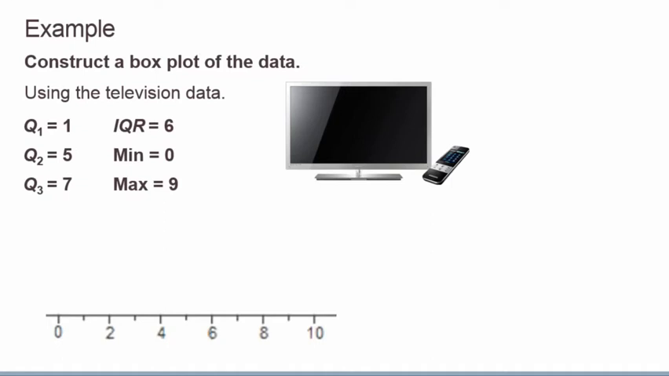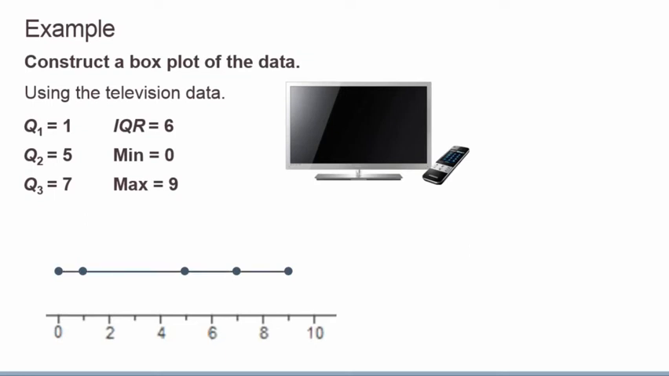First, I'm going to plot my min at 0. Then I'm going to plot Q1 at 1. Then I'm going to plot Q2 at 5. Then I'll plot Q3 at 7. Then I will plot the max at 9. Next, I want to connect the dots with a line.